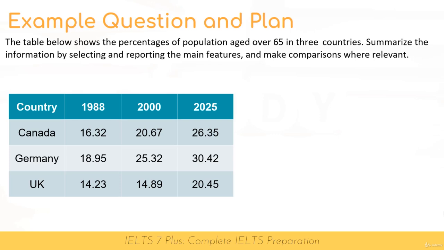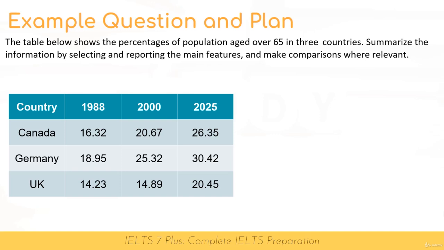So we can see every year this amount increases. In Germany we begin at 18. Then move to 25 and 30. So once again, this is a clear increase in the percentage of people over 65. In the UK, in 1988, we have 14%. And in 2000, it only increases very slightly, but it is still an increase. And in 2025, we have 20%. So everywhere there is an increase in people aged over 65.